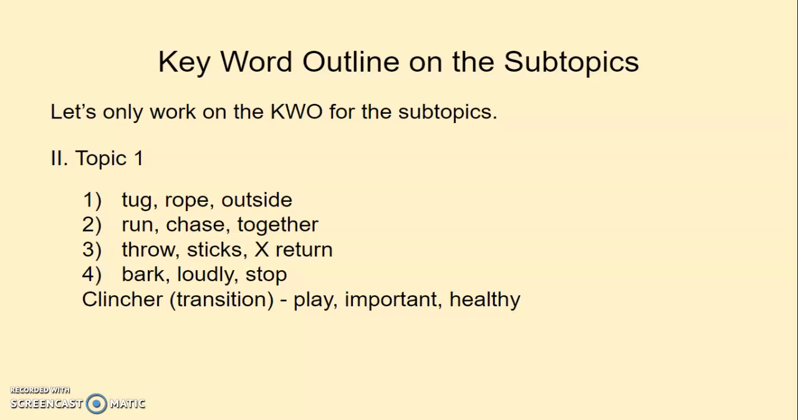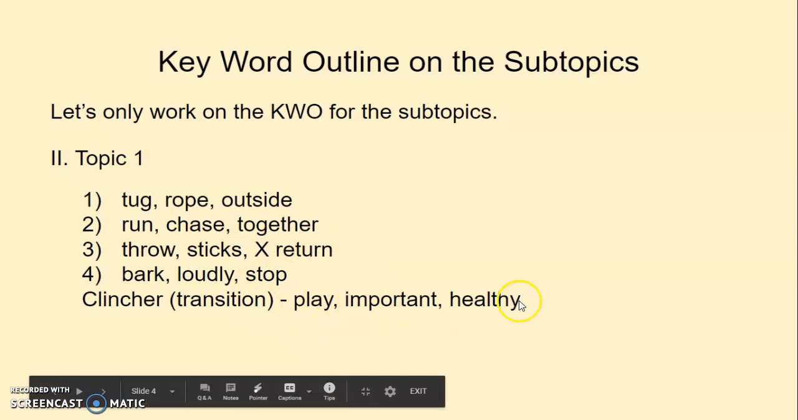It's always easier for you to think first about what it is you want to say, then choose your 3 words. Now, when you get to the clincher or transition sentence, remember to think about the next topic or subtopic, and then create a sentence in your mind that will move you from one idea to the next. So you can see my next subtopic is about the dog's health, and the key words that I chose reflect what I'm going to talk about next. Play is important, but keeping them healthy is even more important. So that is kind of what I was thinking about when I was talking about my transition.